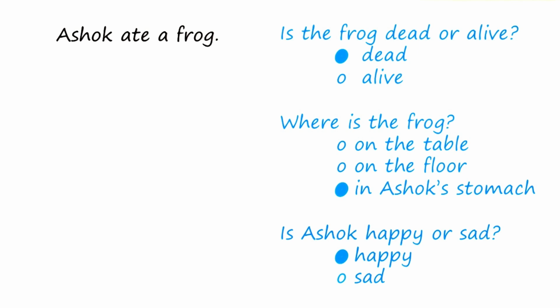So David just did common sense reasoning. There was nothing in his input which said whether the frog was dead or alive. There was nothing in the sentence which said Ashok was happy or sad. But David made sensible inferences. Now we'll discuss a lot more about common sense reasoning a little bit later. For now, I want to talk about a knowledge representation called frames that will allow us to make some inferences of this kind. Let us look at the meaning of this sentence, Ashok ate a frog.